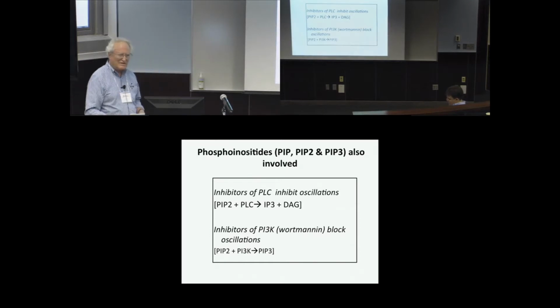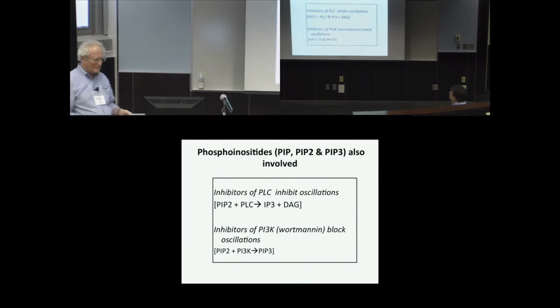Now, the phosphoinositides, which are these lipids on the inner leaflet of the plasma membrane and are often involved in regulating actin polymerization, they're also involved. So it's phosphoinositide, PIP phosphate, PIP2, and PIP3. We know that because inhibitors of phospholipase C inhibit oscillations. And phospholipase C converts PIP2 to IP3 plus diacylglycerol. Okay?